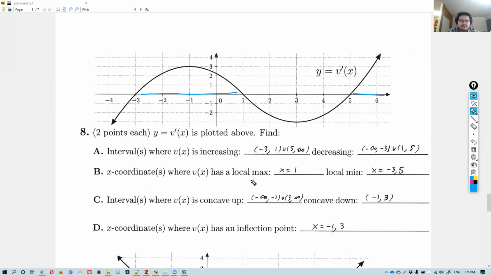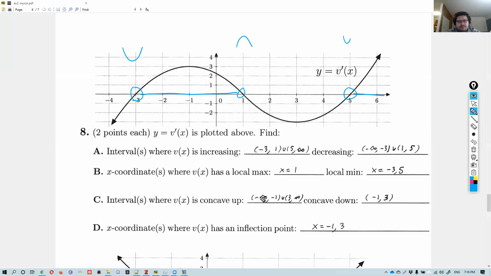For local max and local min, that's about the transition points. These occur where the first derivative is equal to 0. So we have these points to consider, and then we just think about how the transitions work. If this is going from negative to positive, then it looks like that, and so that means it's a local min. And same with this point. This is also a local min. Here, this is positive to negative, so it looks like that. So this is a local max. And so 1 is a local max, and then -3 and 5 are local mins.